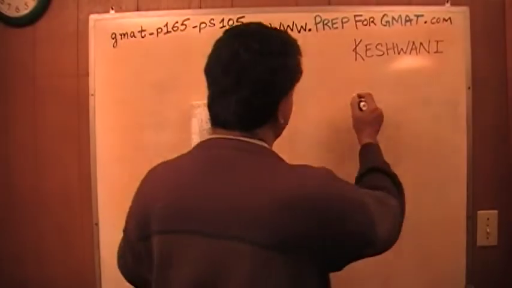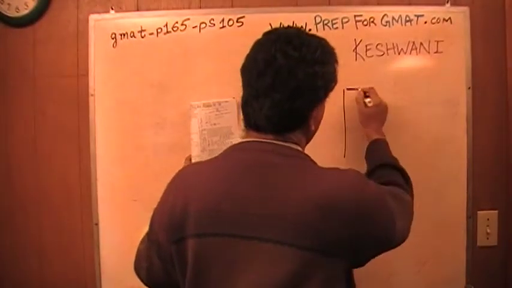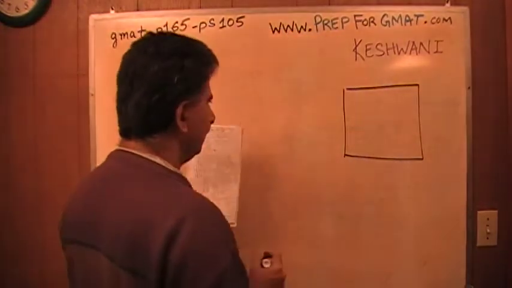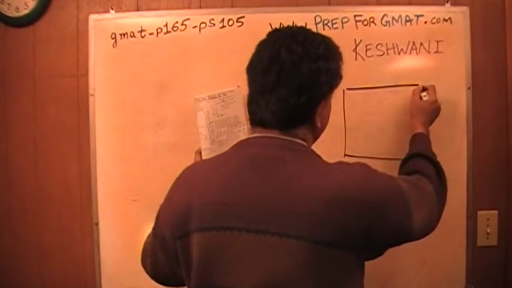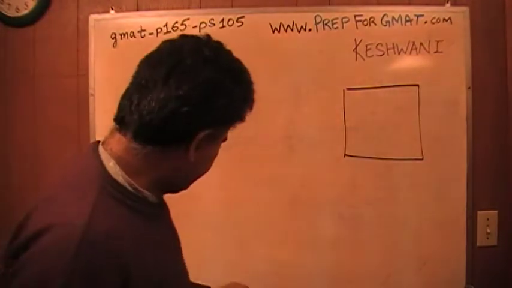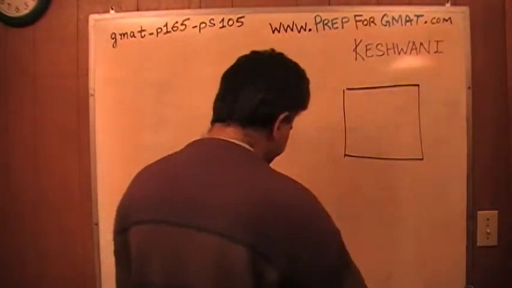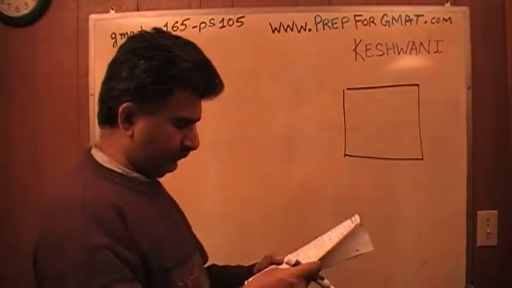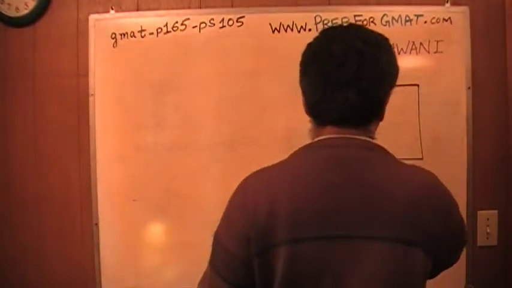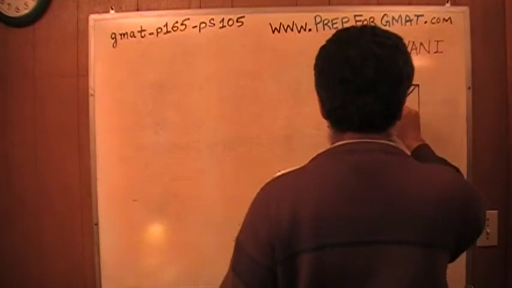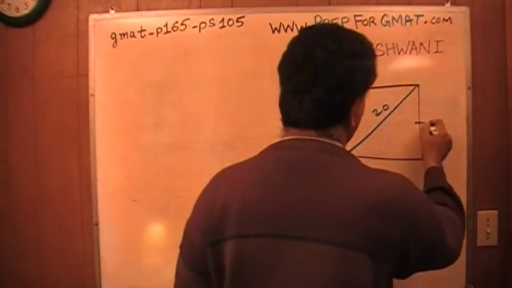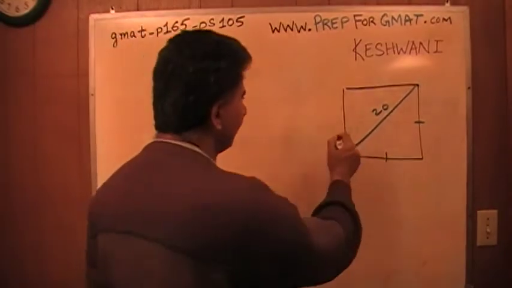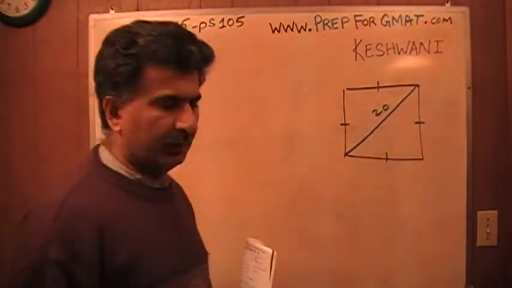So let's draw it here. So we have a square mirror, which means all sides are equal obviously. And I'm told that the diagonal is how long? 20 inches. Question is, how do I find this side and that side? Because I have to add up these four sides and they are all equal, so I have to find one of these sides.